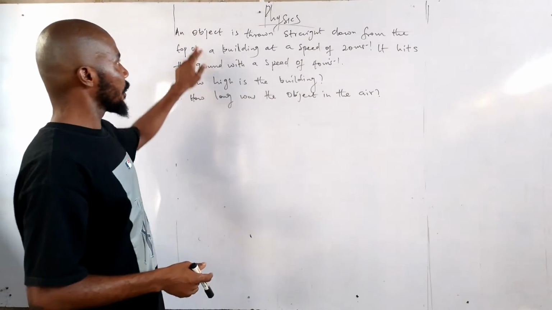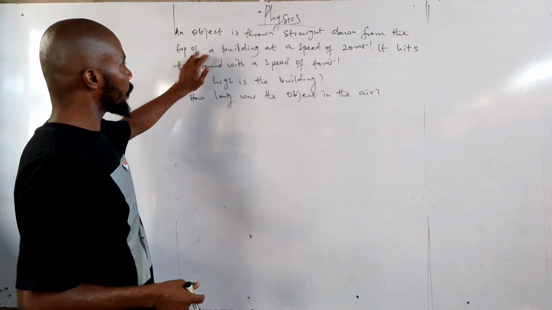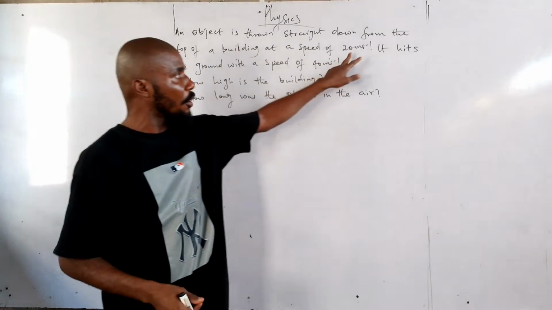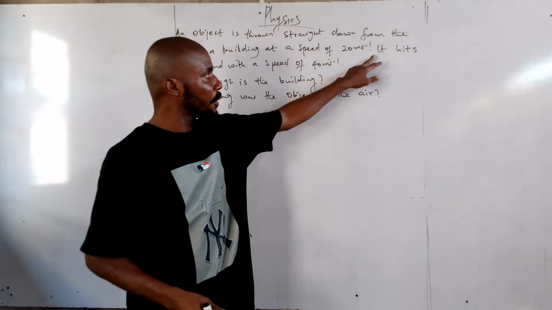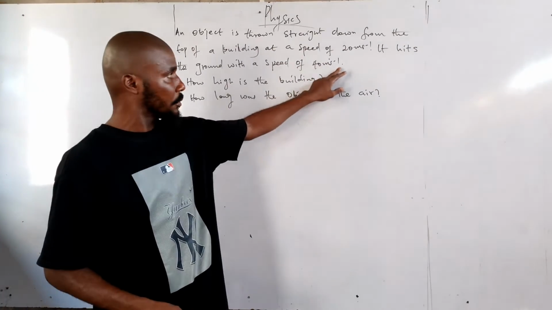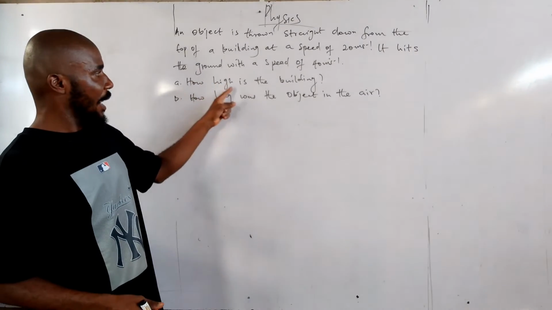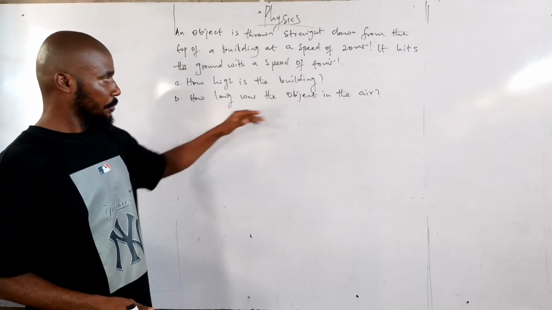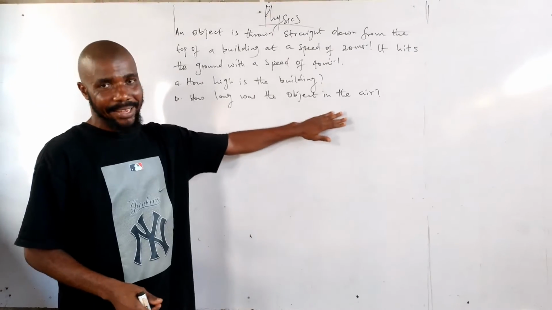Okay, the next question says, an object is thrown straight down from the top of a building at a speed of 200 meters per second. Full stop. It hits the ground with a speed of 40 meters per second. Full stop. Question A says, how high is the building? B, how long was the object in the air?